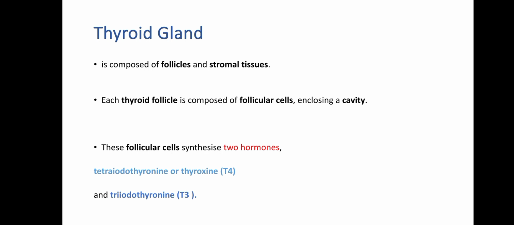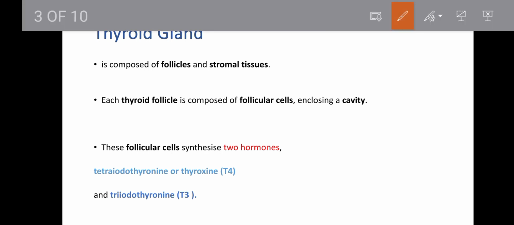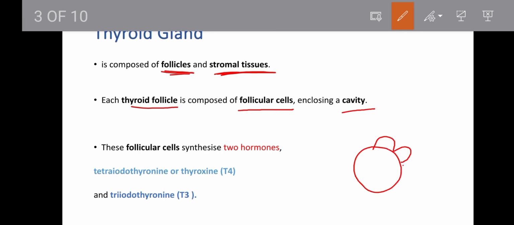Thyroid gland is composed of follicles and stromal tissues. Each thyroid follicle is composed of follicular cells enclosing a cavity. So there is a cavity and follicular cells enclose this cavity. It is somewhat like this.